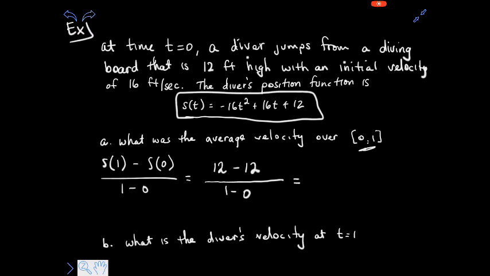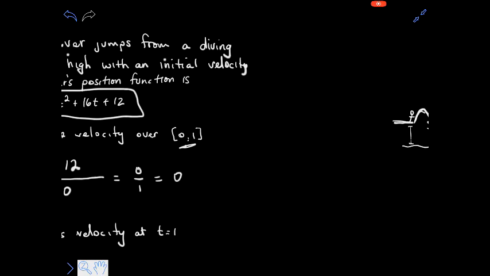Twelve minus 12 is 0. 0 divided by 1 equals 0. So again, how do we reconcile? How do you have an average velocity of 0? Because the diver was obviously moving. So there has to be some kind of a velocity, and here's how we make sense of this.